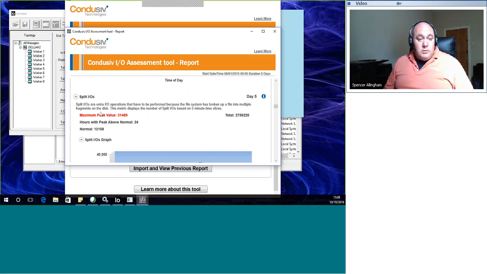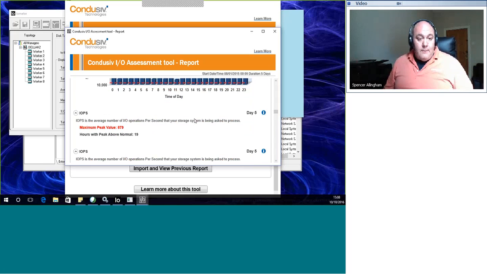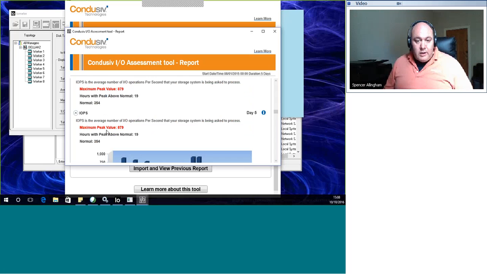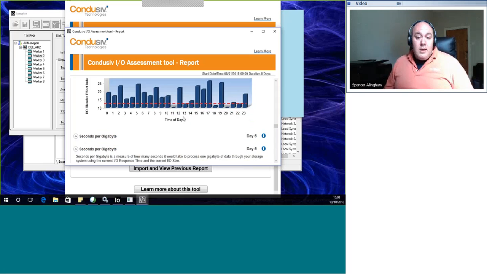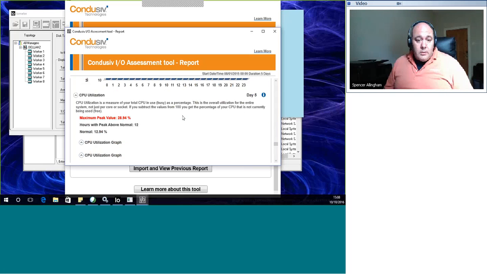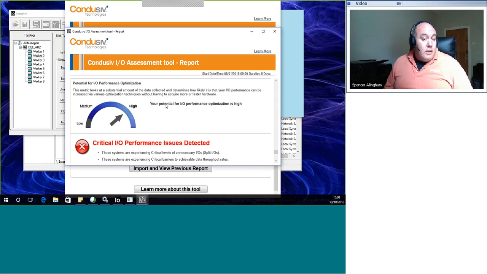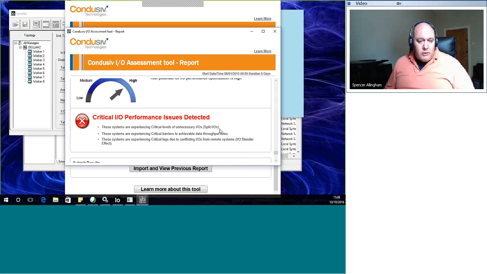Where are you generating the most performance-losing split IOs, which is one of the things that our software will avoid for you? Where are the IOs per second highest, and so on? There's 11 of these different metrics that are measured here. Then at the end of the report, just down here, it says your potential for IO performance optimization is high, medium, or low, depending on what we find in the metrics. And then that's explained down here with a few bullet points. So in this case, it was the split IOs causing an IO blender effect.